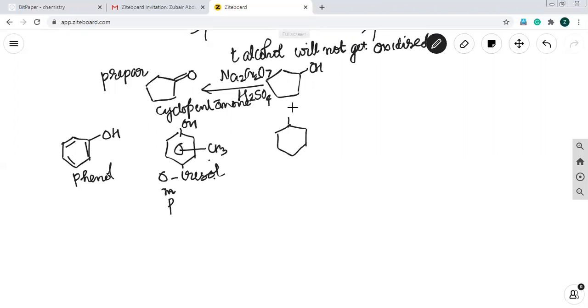Okay. Now you can have compounds with two OH groups. Again, let me repeat. Let me put the OH here. Now it is ortho, two OH groups on ortho positions. You call it as catechol.